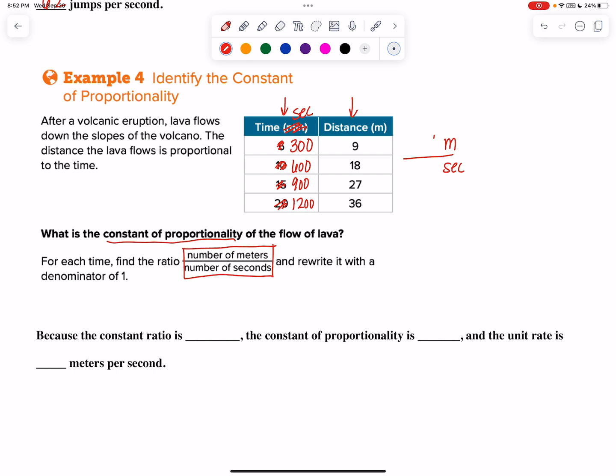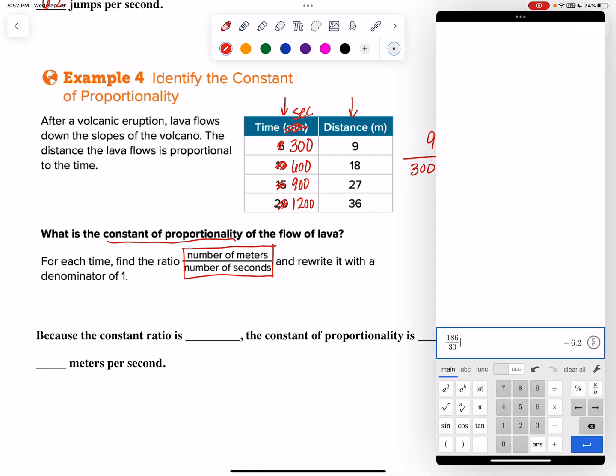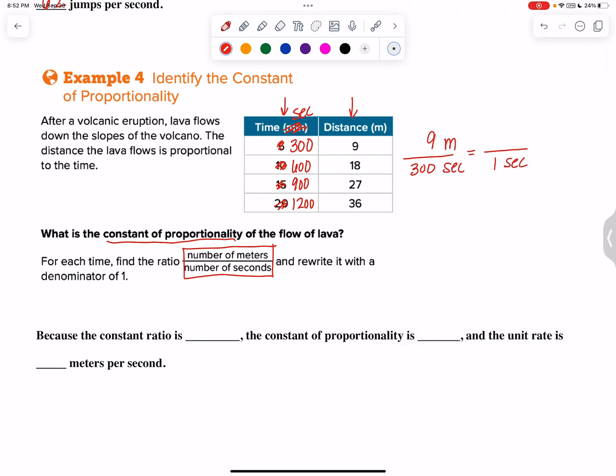Okay, so 9 meters for 300 seconds. How many meters per second? And it's going to be pretty small because we're taking 9 divided by 300. So let's go ahead and check that out. 9 divided by 300 is 0.03. Okay, so we have 0.03 meters per second. So there's that.